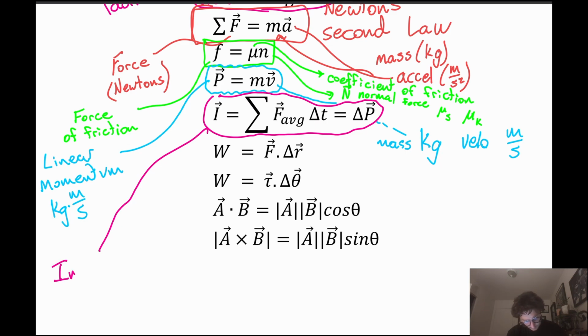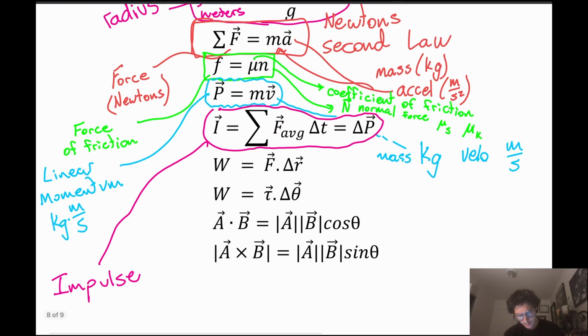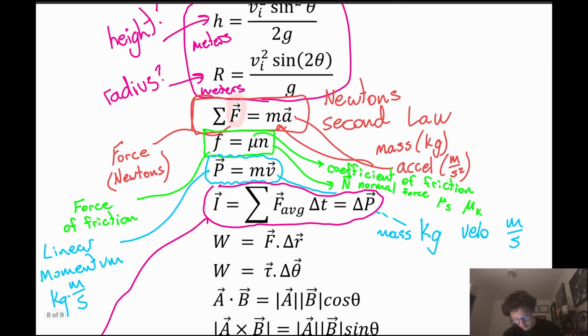This is spelled impulse. What does impulse equal? Check out the equation. This big sum just means add up. What do you add up? Add up all of the F. What is F? F is a force, an average force. Add up all of these average forces and multiply by this delta T. So it is a force times a time.